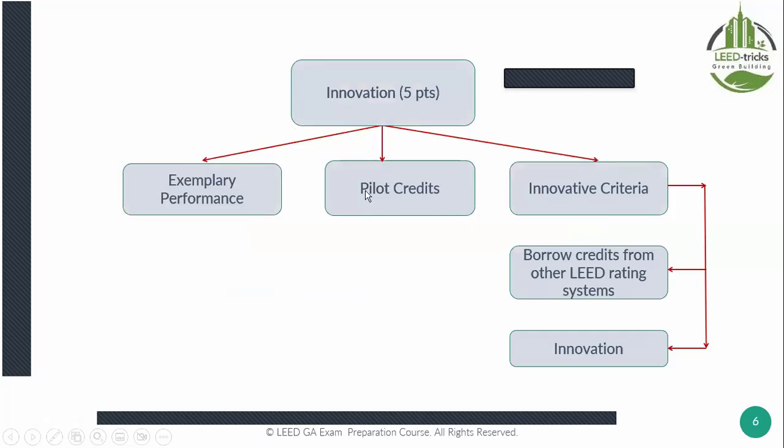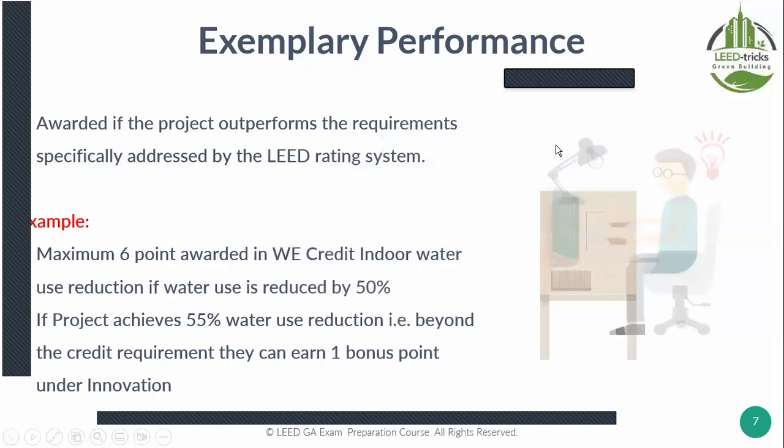So innovation, or additional 5 points, you can get by different ways. First, exemplary performance. Second, pilot credit. Third, innovative criteria. Okay, or borrow credit from other LEED rating system or innovation. Let's see one by one.